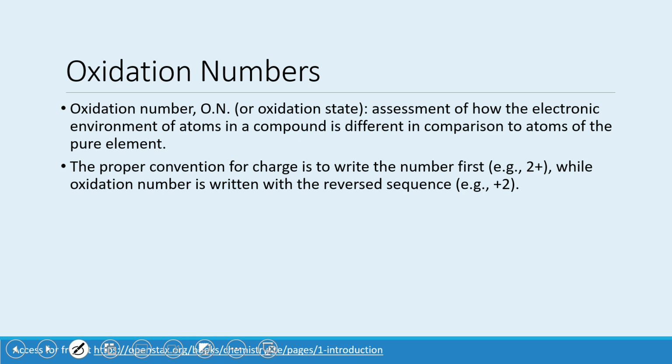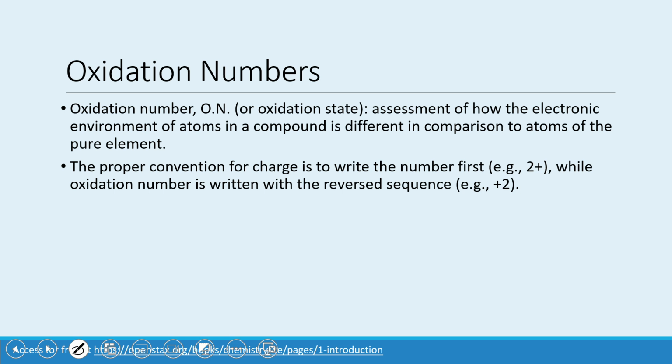compound is different in comparison to the atom of the pure element, right? So how does that atom's electronic environment look when it's in a compound versus when it's by itself in its pure elemental state? Now, when we look at oxidation number notation, we are going to reverse the sign compared to the way that we do it with charges.